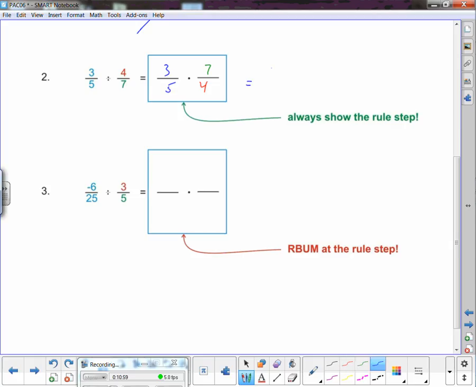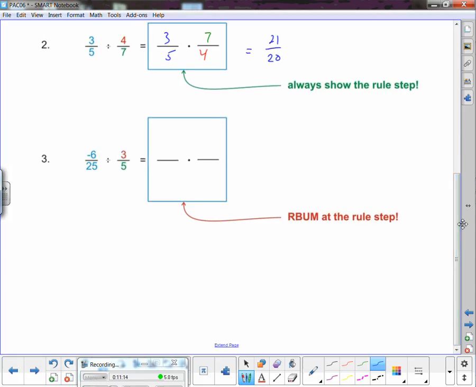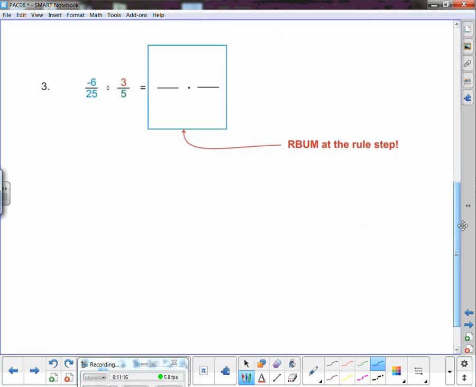So we can go to our final answer. We all know 3 times 7 is 21. We all know 5 times 4 is 20. And the answer is 21 over 20. Piece of cake. No sweat. And division, look, if you can multiply, you should be able to divide. You just got to remember to invert the second fraction, change the division symbol to a multiplication sign.